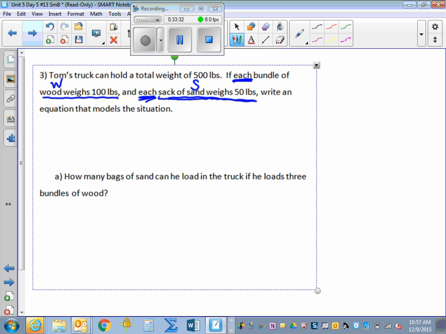Okay, write an equation that models the situation. So each bundle of wood, we have to multiply with that. How much does each wood weigh? 100. Okay, so we have 100W, 100 for each bundle of wood. And what about our sand? What's the next part going to be?